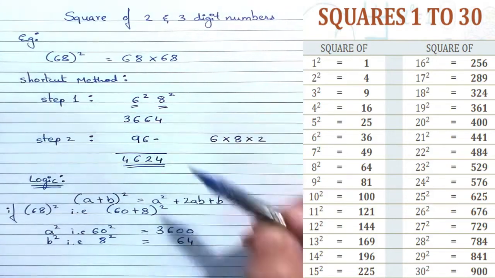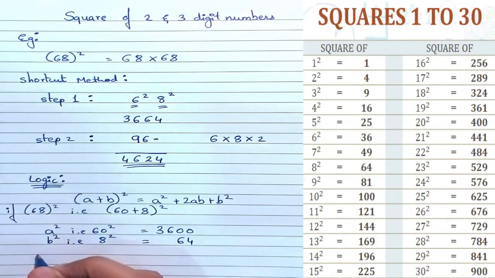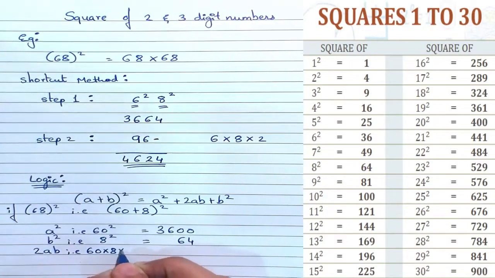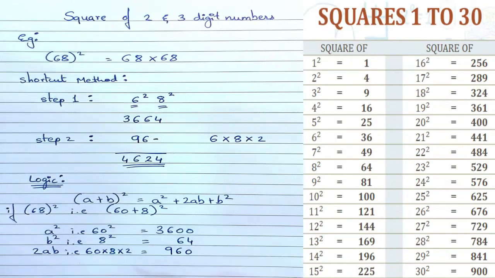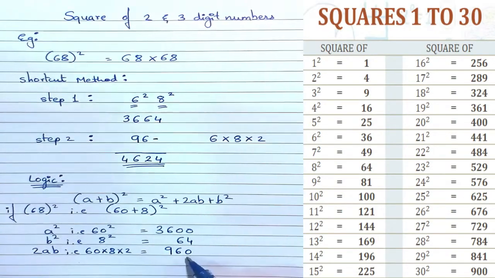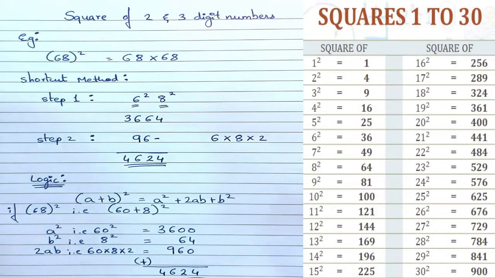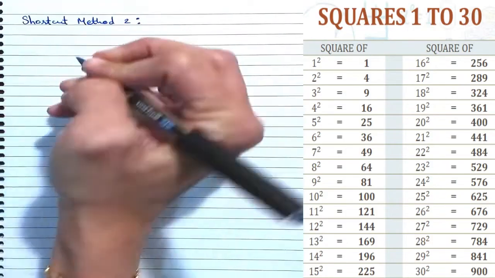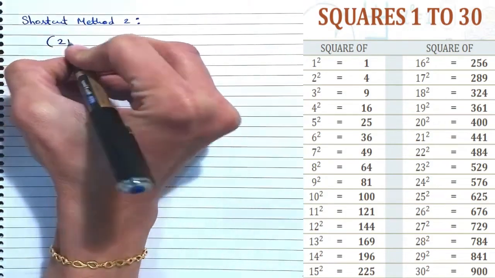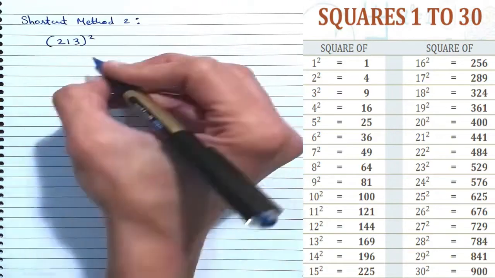So if you notice, we had written 64 just beside 36, right? And 2ab, which will be 60 into 8 into 2, that will be 960. So we had written 96 and we had left one place blank. So basically in the shortcut method, we avoid using zeros, and that's why in step 1 also, we did 6 square and not 60 square. Just add all these numbers and we'll get our answer 4624, which is the same as the shortcut method.